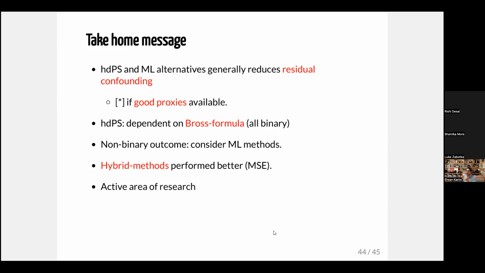And in our analysis, we found the hybrid methods to perform better. Obviously, neither pure machine learning nor pure hdPS was always good, but the hybrid method performed better in almost most of the scenarios. And this is an active area of research, so the research is not done. I hope to see more and more research in this direction in the future. And thank you.